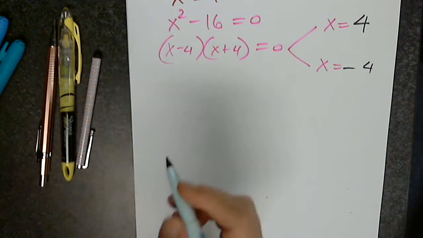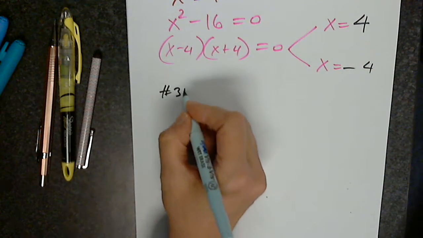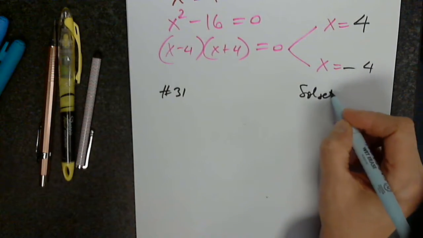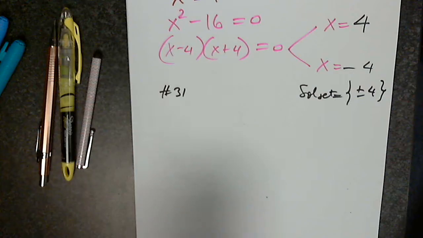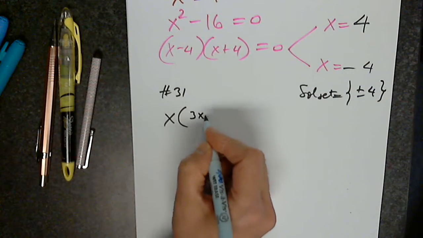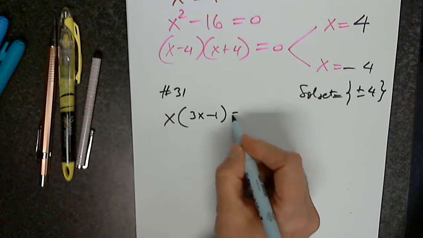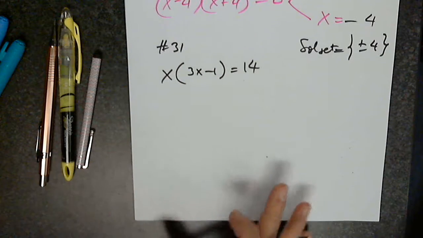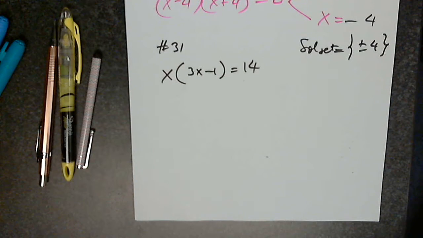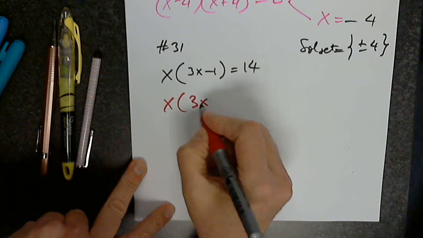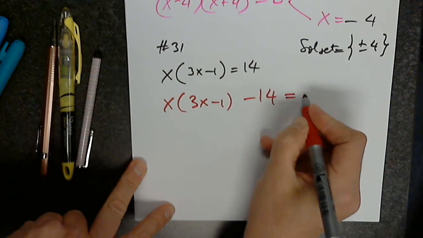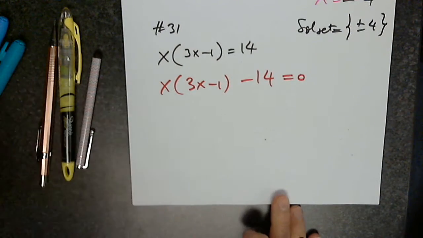And then you just put that in the braces. Yes. So solution set plus or minus 4. Thank you for reminding me. 31. X times 3x minus 1 equals 14. Can anyone tell us what to do? Very good. It has to be set equal to 0. Excellent. Perfect step. Next one.